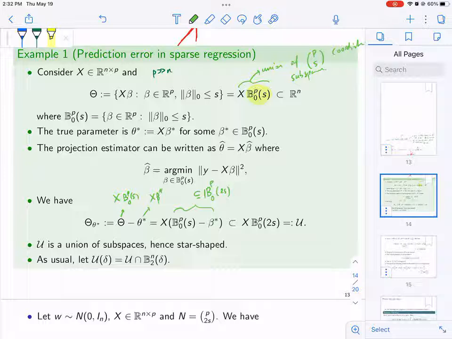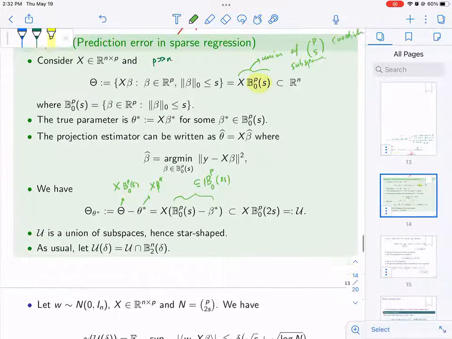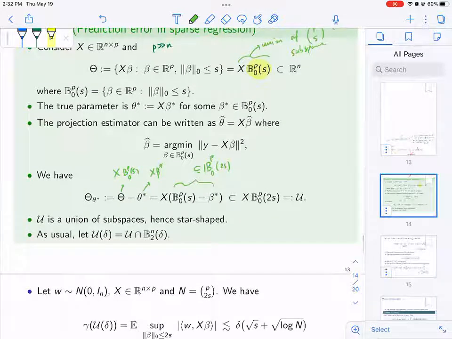Beta star is in the original set. So this is S sparse. And this is the set of all S sparse vectors minus some fixed S sparse. This is at most 2S sparse. So it's going to be a subset of a bigger L0 ball. And so I can say that this X is a subset of X intersect with this. Sorry. So the image of X under this, I'm going to call this U.